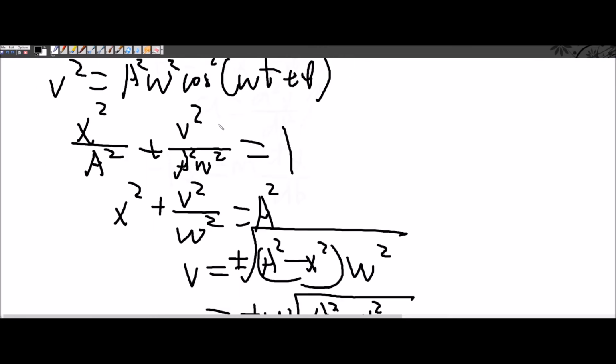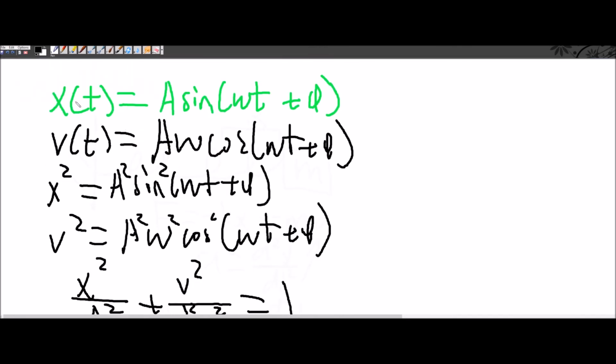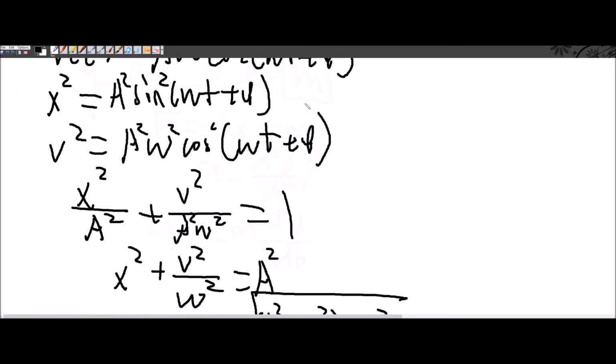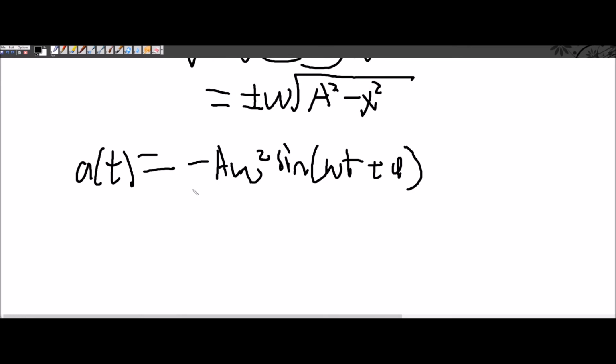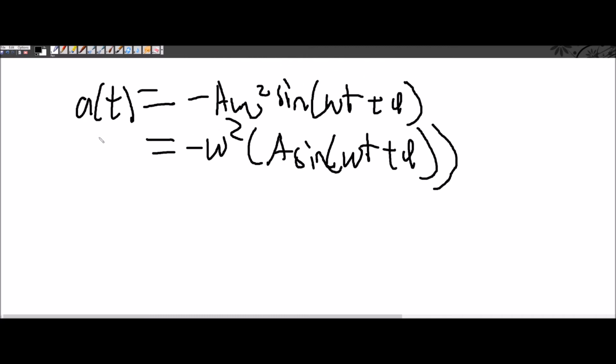Now we can see this is very similar to our equation for displacement, which is a sine omega t plus phi. So we can just take out a factor of negative omega squared, and we get a sine omega t plus phi, which is exactly our previous equation. So we can write acceleration a is just negative omega squared times displacement.